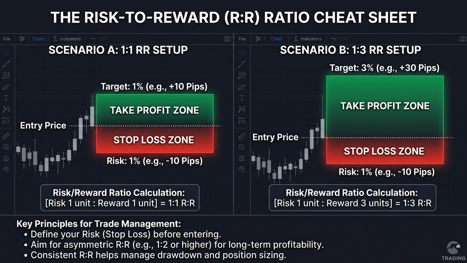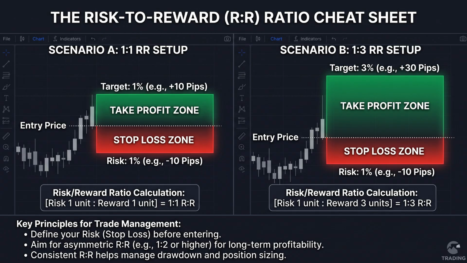On the right, Scenario B illustrates a highly favorable 1:3 RR setup, which is a prime example of an asymmetric risk profile. While the risk on the trade remains identical at 1%, or 10 pips, the target reward is extended to 3%, or plus 30 pips.